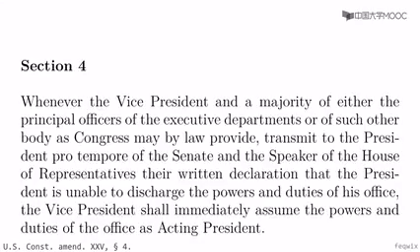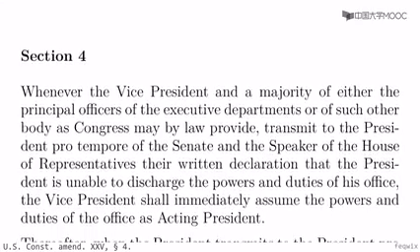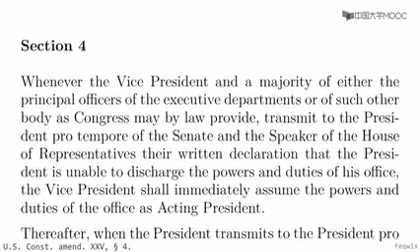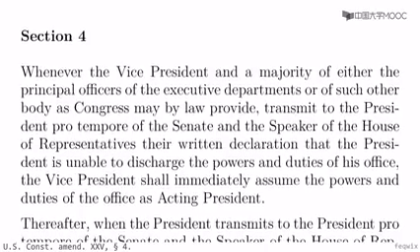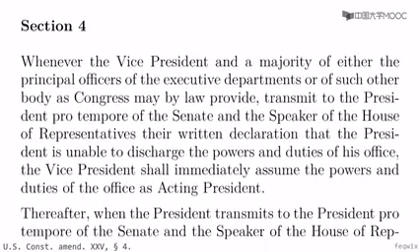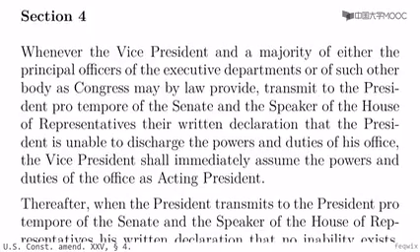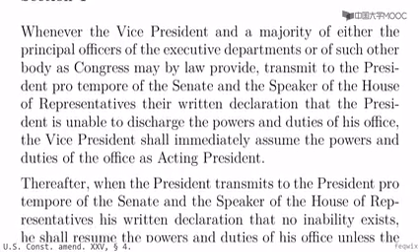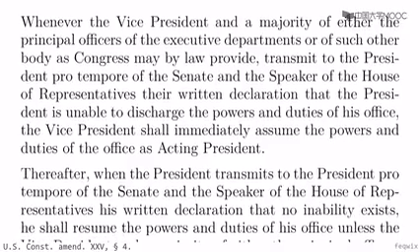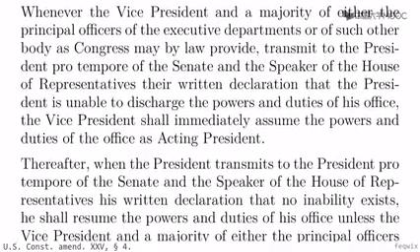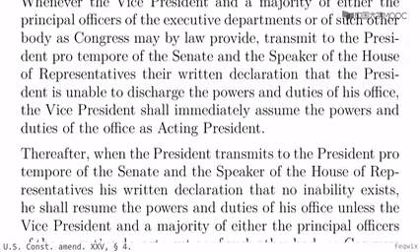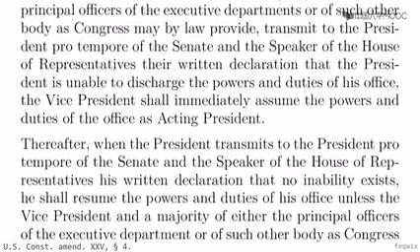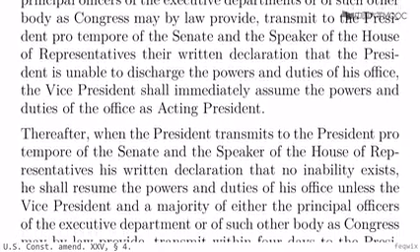Section 4. Whenever the Vice President and a majority of either the principal officers of the executive departments or of such other body as Congress may by law provide, transmit to the President pro tempore of the Senate and the Speaker of the House of Representatives their written declaration that the President is unable to discharge the powers and duties of his office, the Vice President shall immediately assume the powers and duties of the office as acting President.